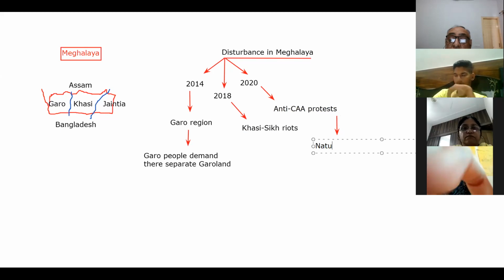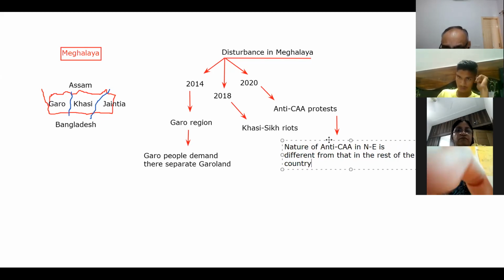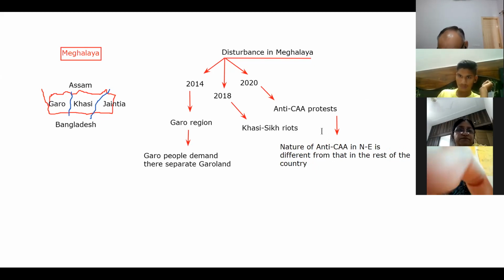The nature of anti-CAA protests in Northeast is different from that in the rest of the country. बेटा इतना तो आपको मालूम होगा कि एंटी-सीएए प्रोटेस्ट पूरे भारत में हुए थे, not only in Northeast. Yes, sir. Right, दिल्ली में भी हुए थे.